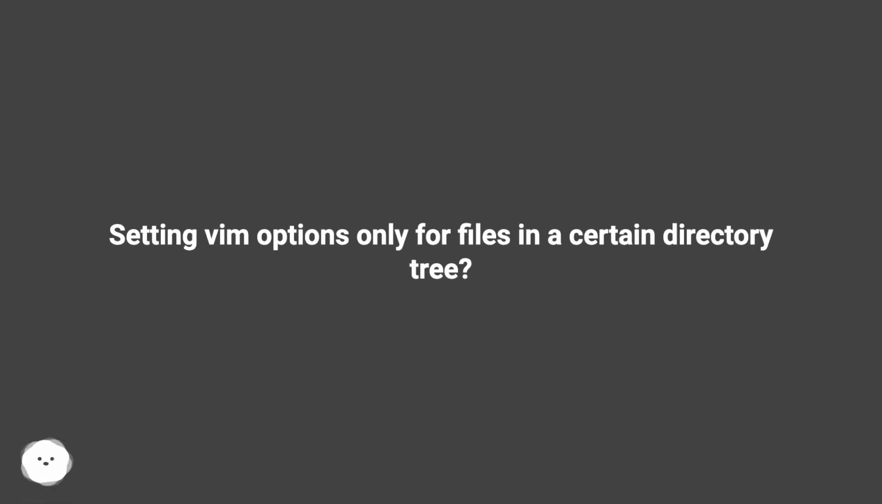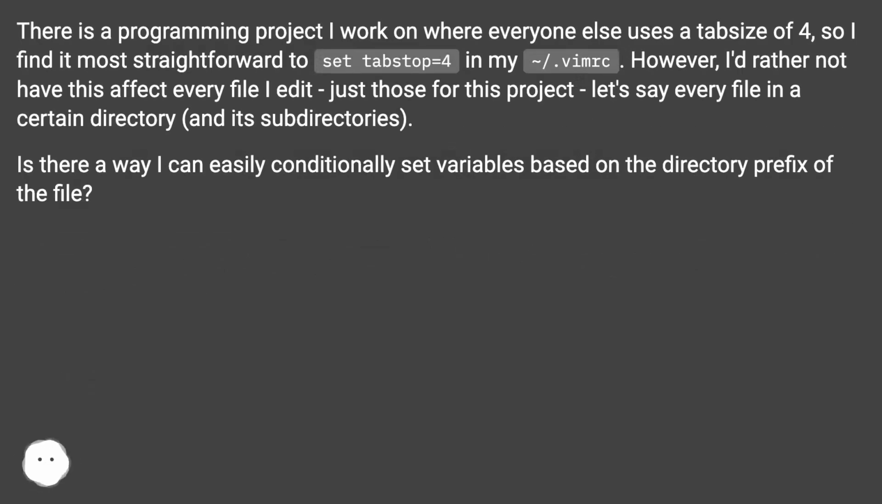Setting Vim options only for files in a certain directory tree. There is a programming project I work on where everyone else uses a tab size of 4, so I find it most straightforward to set tabstop=4 in my .vimrc. However, I'd rather not have this affect every file I edit, just those for this project, let's say every file in a certain directory and its subdirectories. Is there a way I can easily conditionally set variables based on the directory prefix of the file?